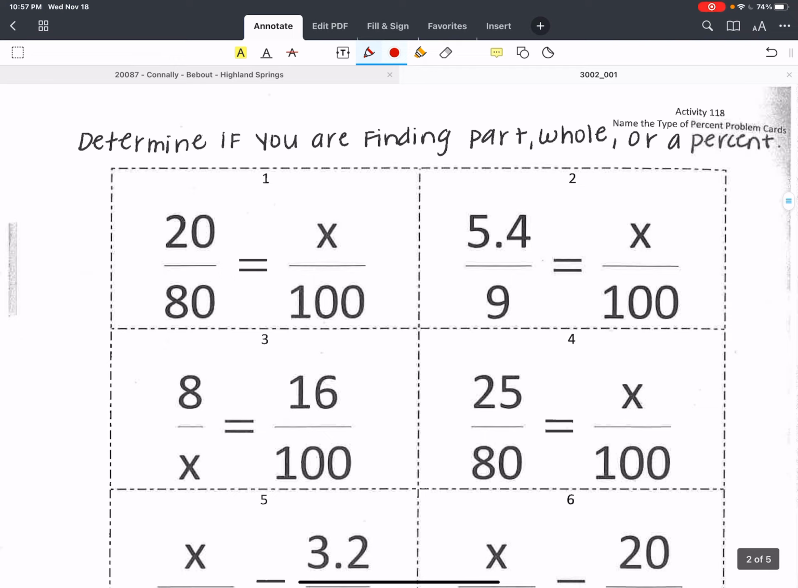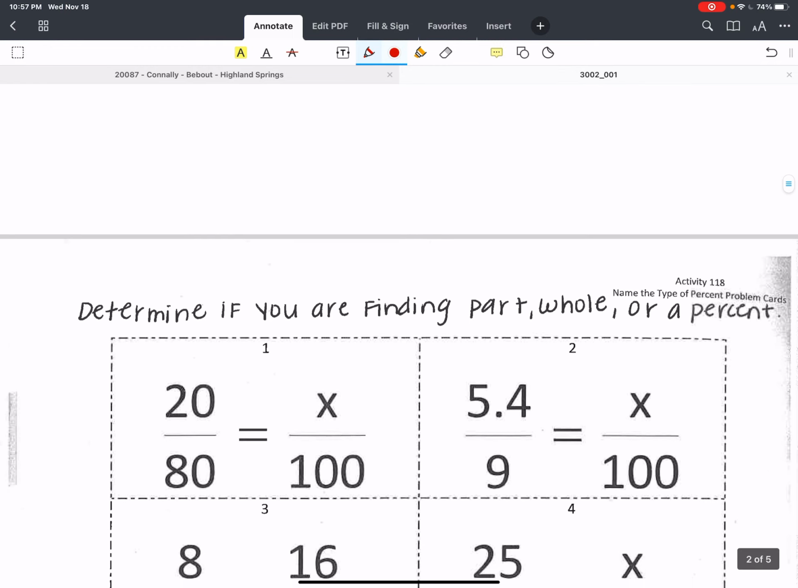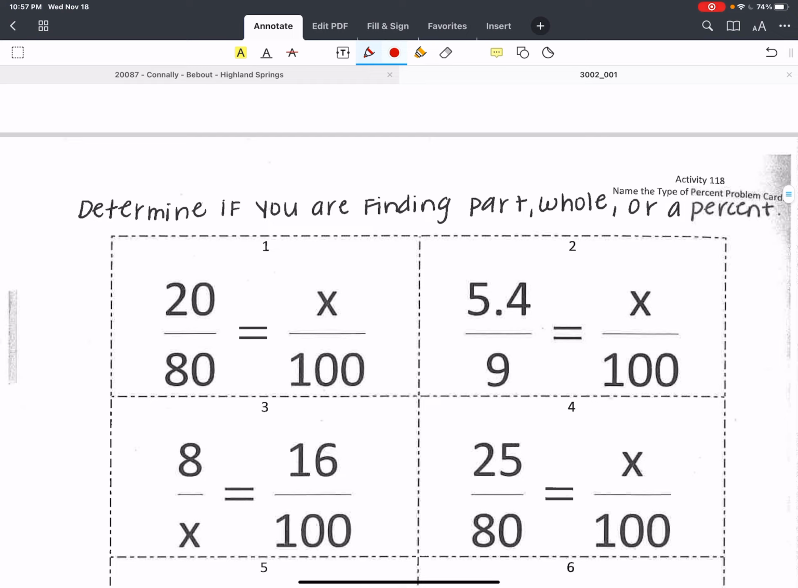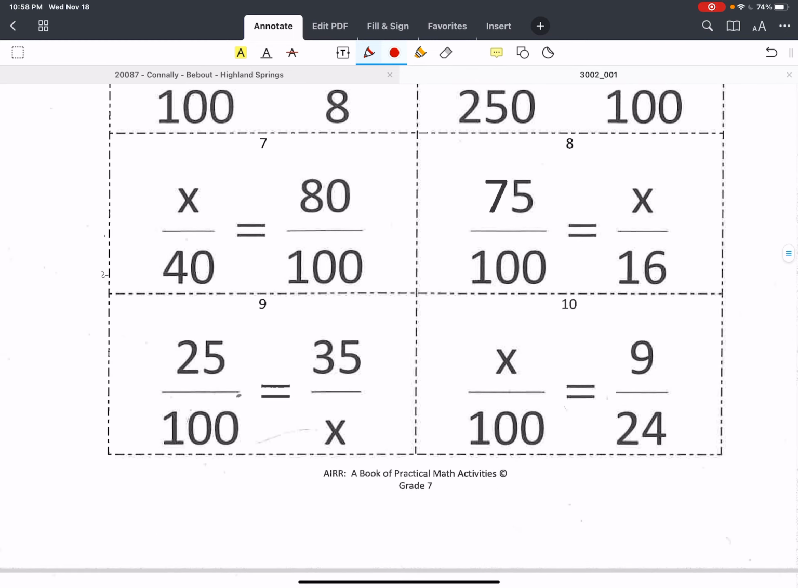So you have to determine if you're finding the part, whole, or a percent. You're just going to go back to your notes and look where is X located, and is that your part, your whole, or a percent? So let's do number 1, for example, and then you're going to do the rest by yourself. Number 1, I have 20 over 80 equals X over 100. So my formula is P over W, part over whole, equals percent over 100. Well, I notice that my X is in percent, so what am I trying to find? Percent. So that's how you're going to do all of these, 1 through 10. So go ahead and pause the video, and then once you're done, play it again.